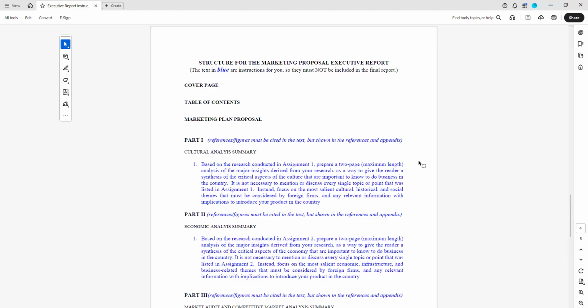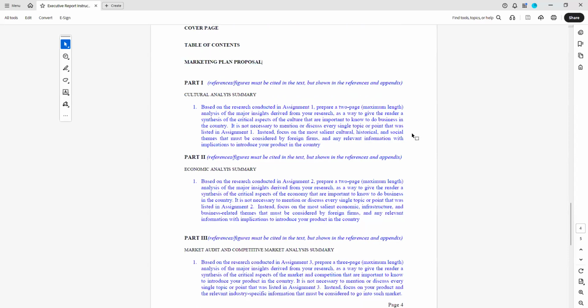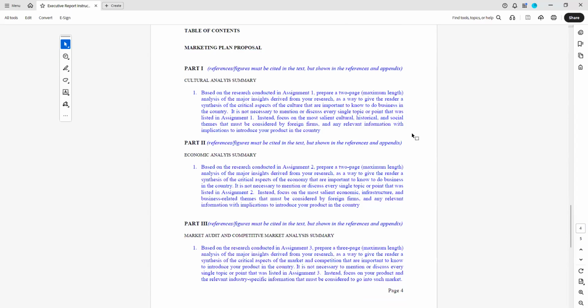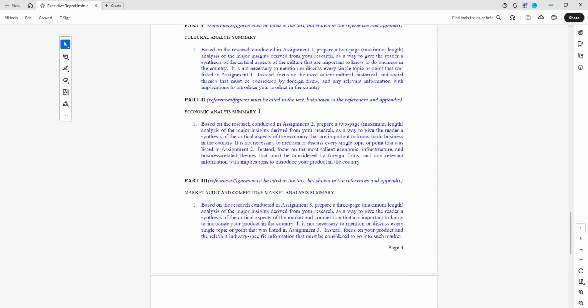So you present a cover page, you present then a table of contents, and then what is called the marketing plan proposal. These are the 4 parts that I've been talking about. The assignments that you develop. First, you will summarize the cultural part or understanding that you acquired about the country that you are working with, right? Then the corresponding for economic analysis, part 2.